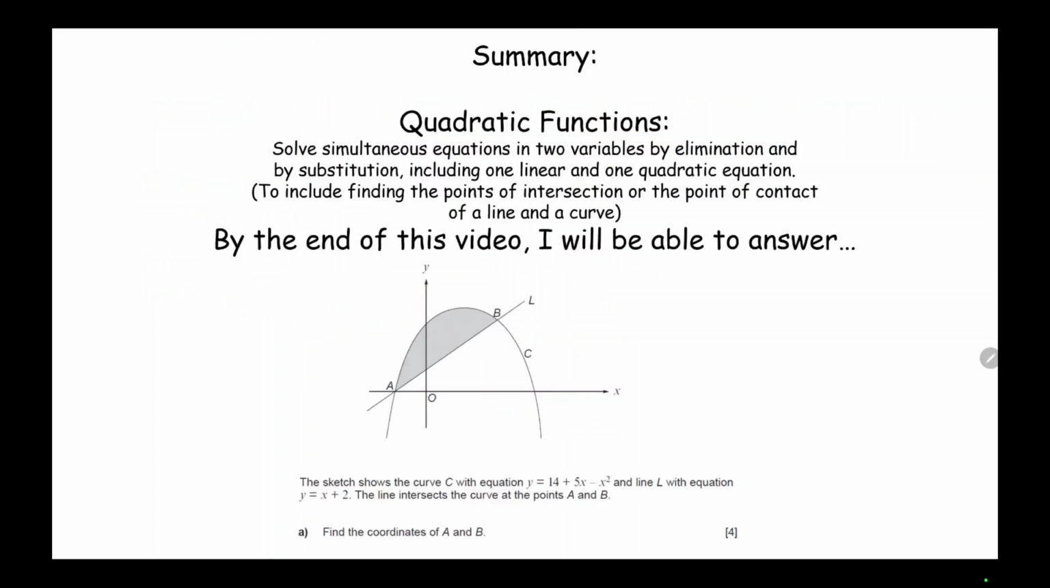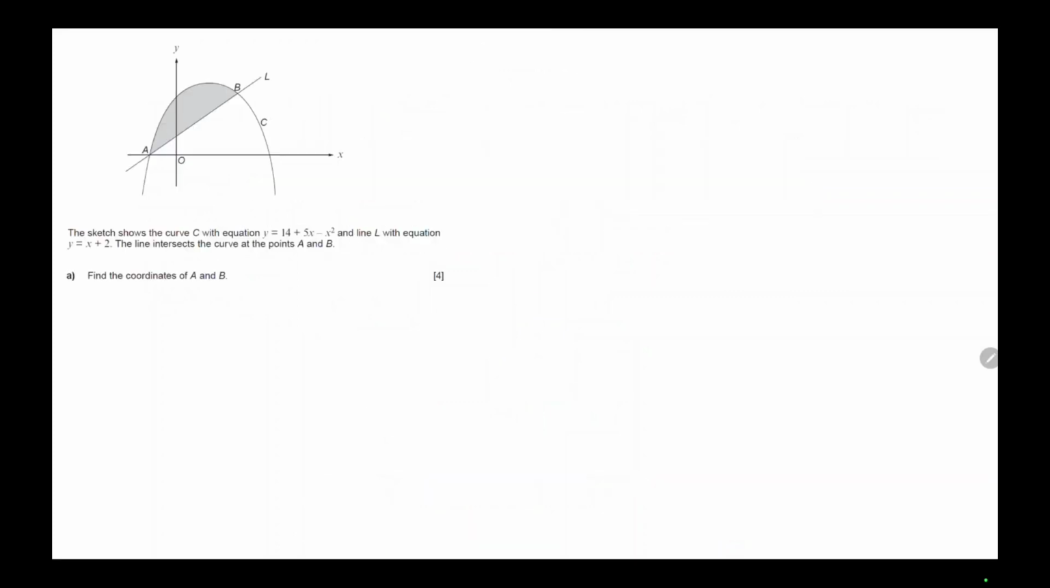Right, let's go back to the first question we saw at the beginning. Okay, what I want you to do now is pause the video and see if you can answer this question. It's a typical WJEC exam question. And let's go through the solution. So we have the quadratic 14 plus 5x minus x squared and the line y equals x plus 2. So we're going to equate the two. 14 plus 5x minus x squared equals x plus 2.